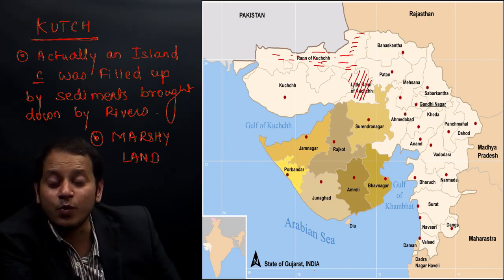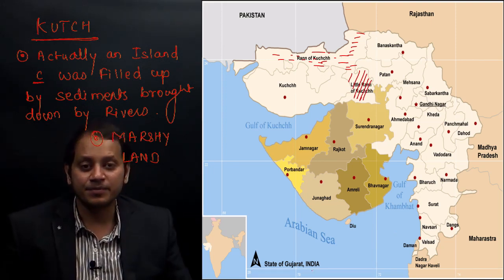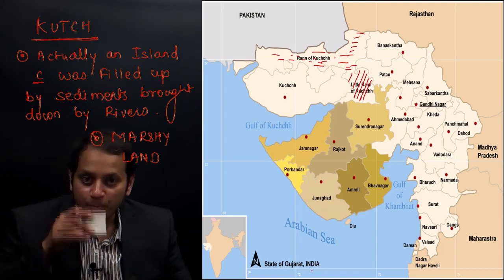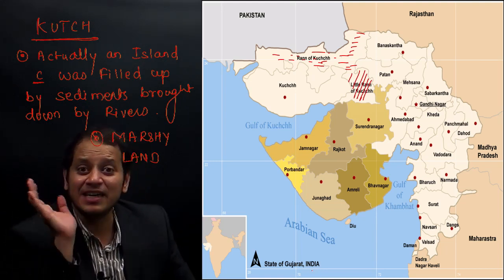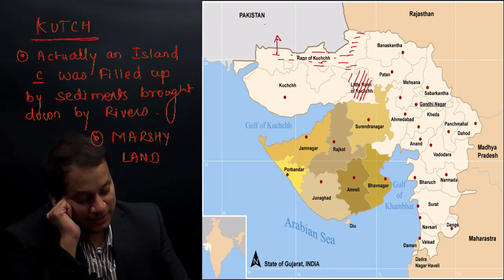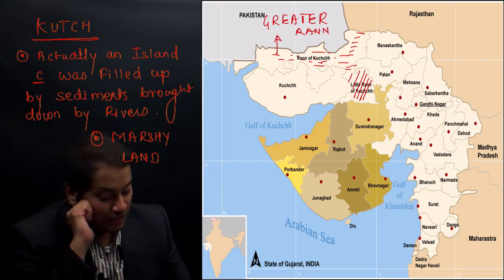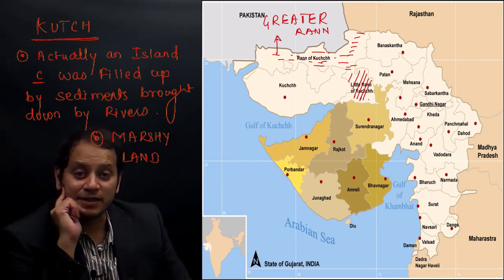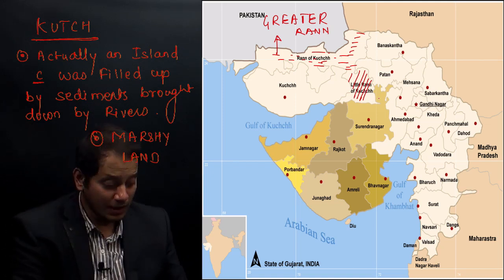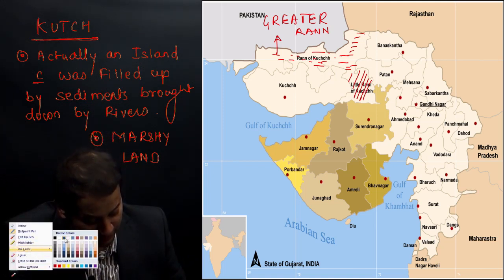If I ask you which is to the north and which is to the south, the Greater Run or the Little Run? The Little Run lies to the south of the Greater Run of Kutch. This region is known as the Greater Run of Kutch. And you can see here, it is known as the Little Run to the south. Now, let me change the ink color. What is the second thing you can find out?